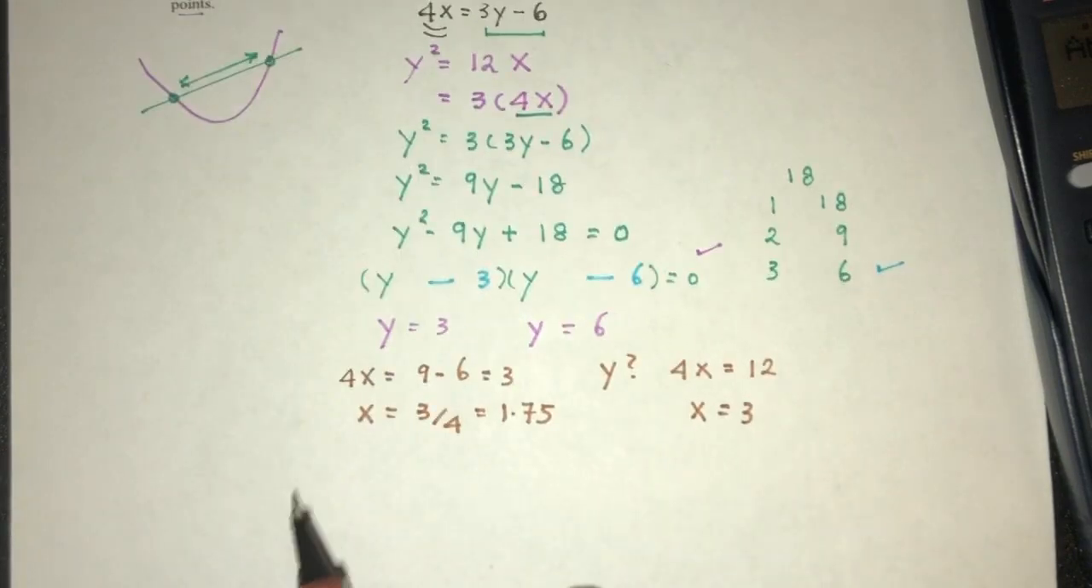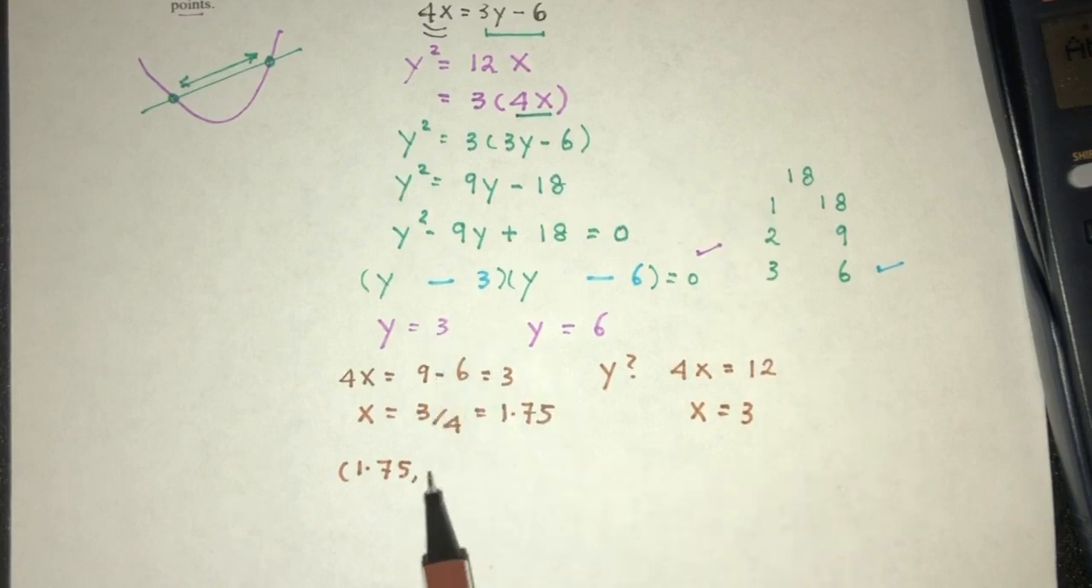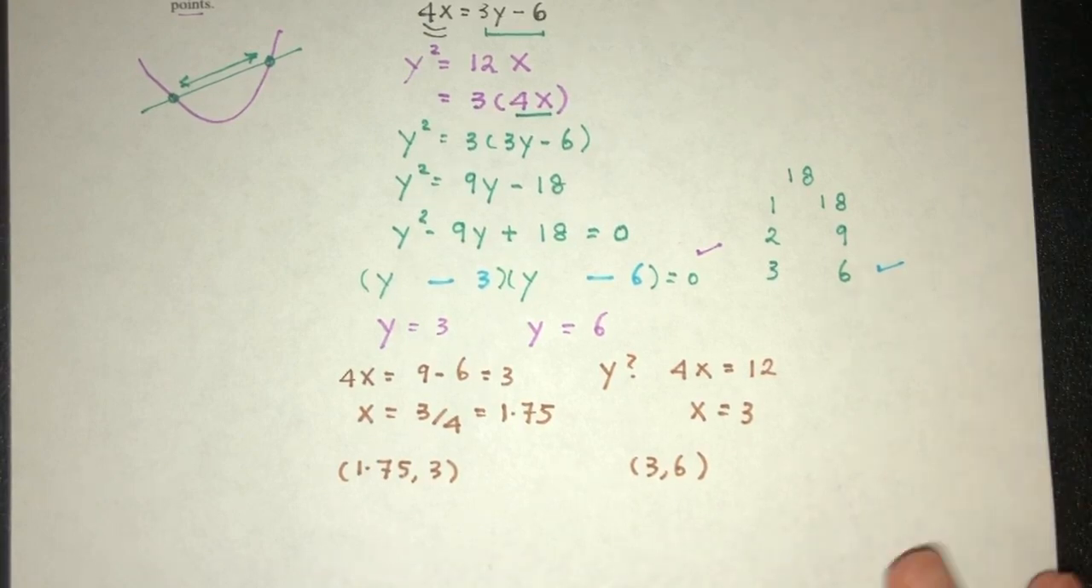So here we have 2 points. The first point is 1.75 and 3. And then we have 3, 6. So here we have the 2 points we need. We can just find the distance between them. How can you do that?